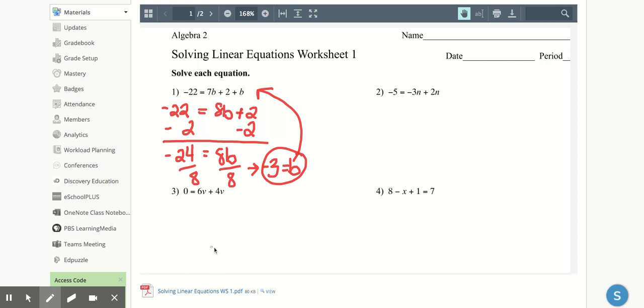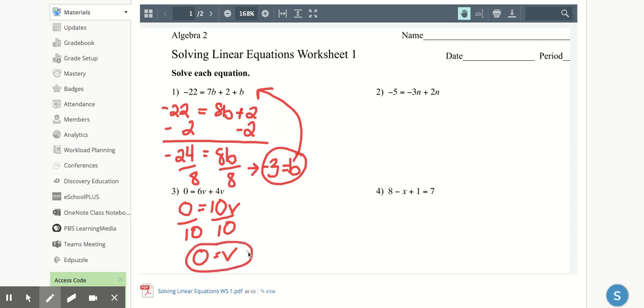We're going to jump right down here to question 3. You have a 0 on the left-hand side equals 6v plus 4v. And similar to question 1, you're going to combine your like terms first. So you have like terms on the right-hand side of your equation. So we're going to make this a 0 equals 6v plus 4v is going to give us 10v. And then sometimes students might get stuck here in this case because of that 0 on the left-hand side. Don't let it throw you off. Treat it just like we did in the previous question. So it's 10 times v. So to undo that multiplication, we're going to divide both sides by 10. And then 0 divided by anything is just 0.